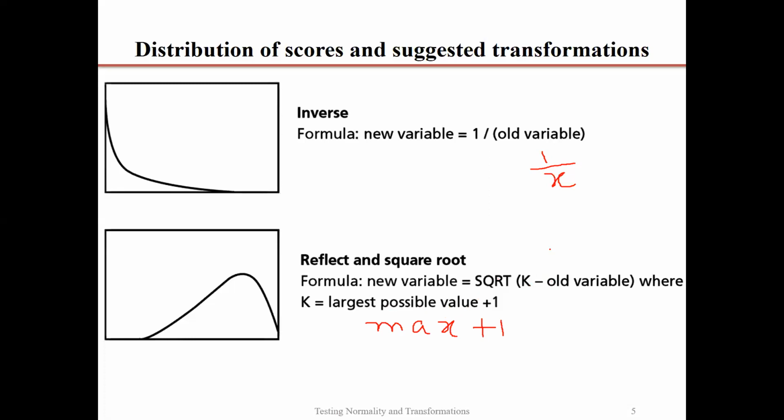Then you have to subtract k minus x. What is x? X is the actual data. What is k? K is the maxima plus 1. So k minus x and then a square root of this.